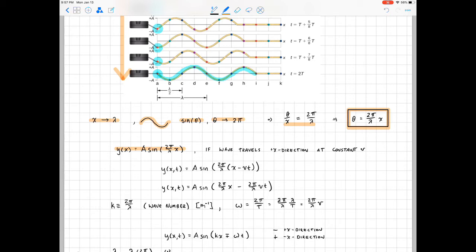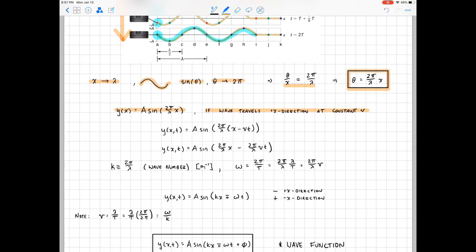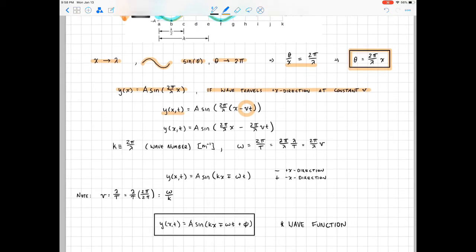the shape or the wave in our rope was actually changing with time. And so if we want to take that into account, we need to include some time dependence in our wave function. And so if our wave, in this case, was traveling in the plus x direction at constant speed, then the way we incorporate the time dependence is by including a minus vt term in the sine argument. Now, that allows us to write y not just as a function of x, but now it's a function of x and t.